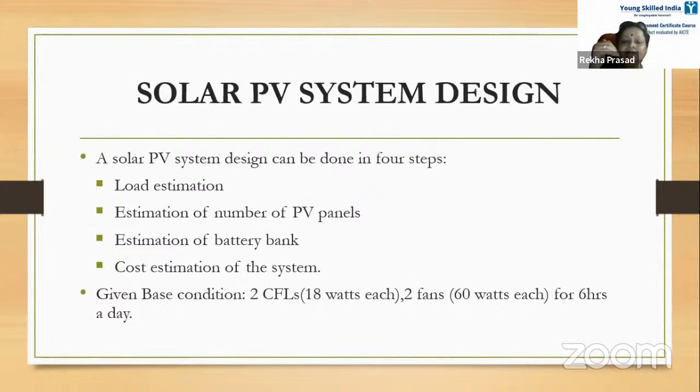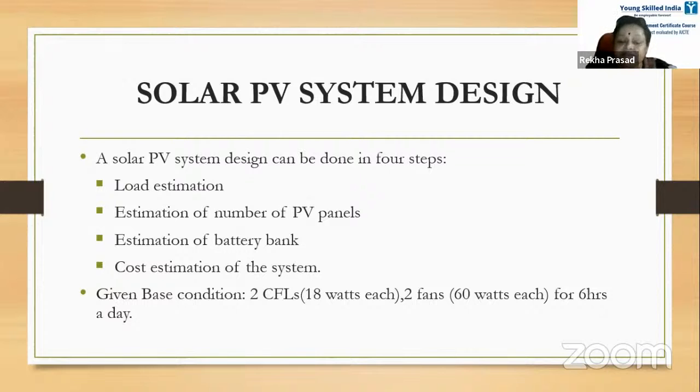So now here is an example of how a solar PV system is designed. Solar PV system design can be done in 4 steps. First is load estimation, how much you require. Second, estimation of the number of PV panels: for producing that much load, how many PV panels you will need. I'll be using a very simple example. If you change the numerical values, the answer will change, but you should know how it is being calculated. Third, estimation of the battery bank, and fourth, cost estimation of the system.